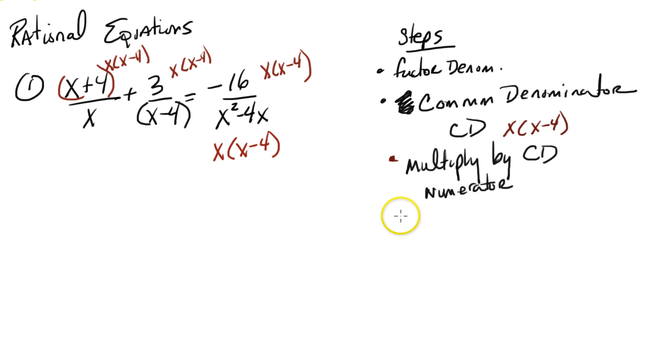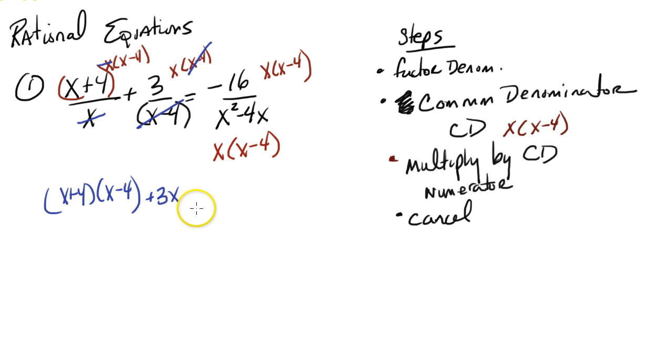Next step, we cancel. And hopefully, when you cancel, things start happening. My goal is to get rid of the denominator. So if I cancel the first one, x cancels out to x. So I have x plus 4 times x minus 4. Let's try it again. The x minus 4 cancels. So I have plus 3x. And the last one, this was already done. So these two cancel these two. I get negative 16.